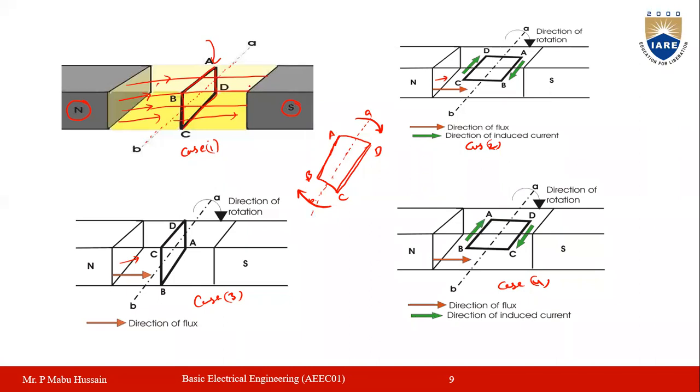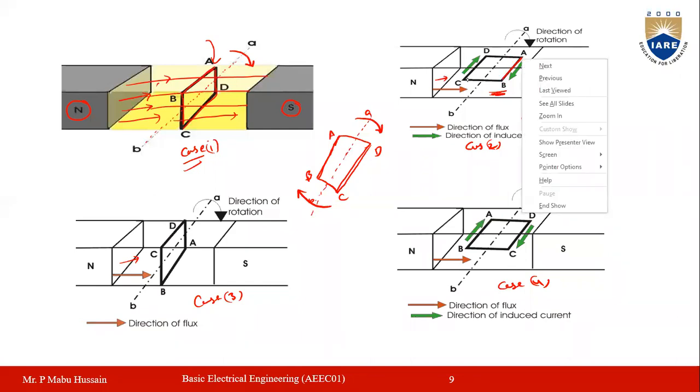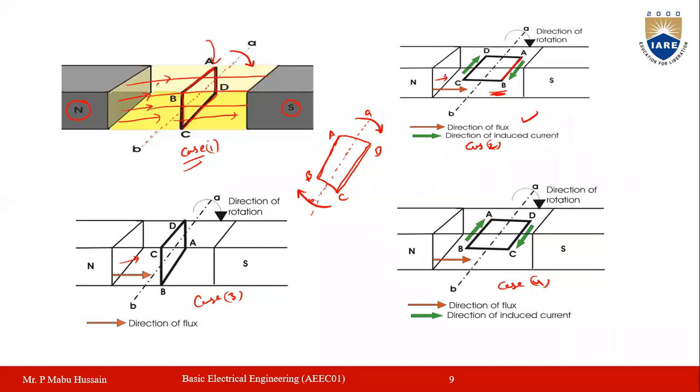Now, initially in the first case, it is in vertical direction, right? Now it is moving in the clockwise direction. After 90 degrees of rotation, your loop will be placed like this. After 90 degrees of rotation, the complete loop will be parallel to your flux lines.